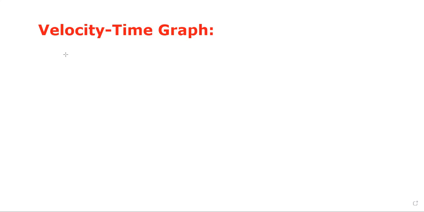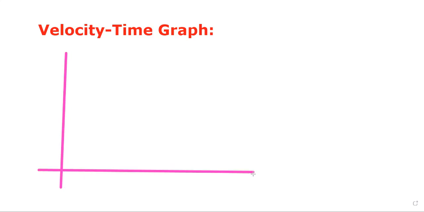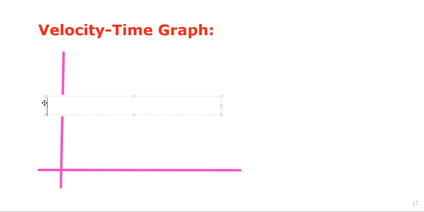Let us start with the velocity time graph. Suppose this is our y-axis, and along the y-axis we are going to consider the velocity of the object, and along the x-axis we are going to consider the time taken by the object. So along the y-axis we have the velocity of the object, and along the x-axis we have the time taken by the object.